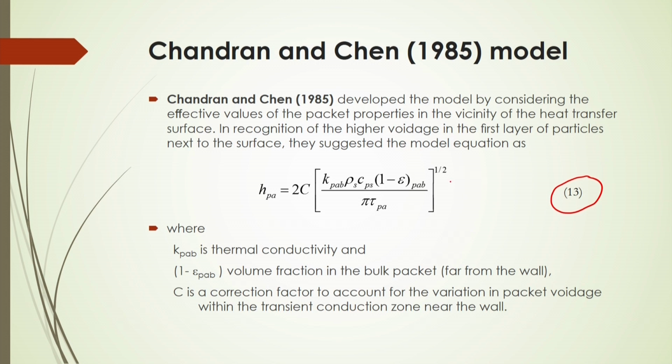Kpab is the thermal conductivity of the bulk packet, and 1 minus epsilon Pab is the volume fraction in the bulk packet far from the wall, and C is a correction factor to account for the variation in packet voidage within the transient conduction zone near the wall. So, based on this equation, one can calculate the heat transfer coefficient for the packed particles.